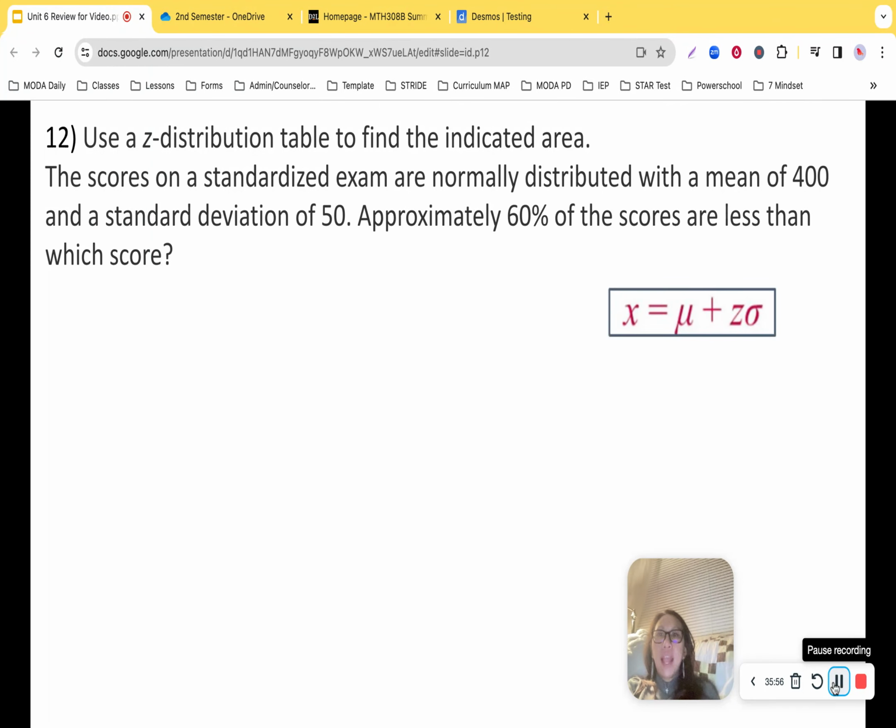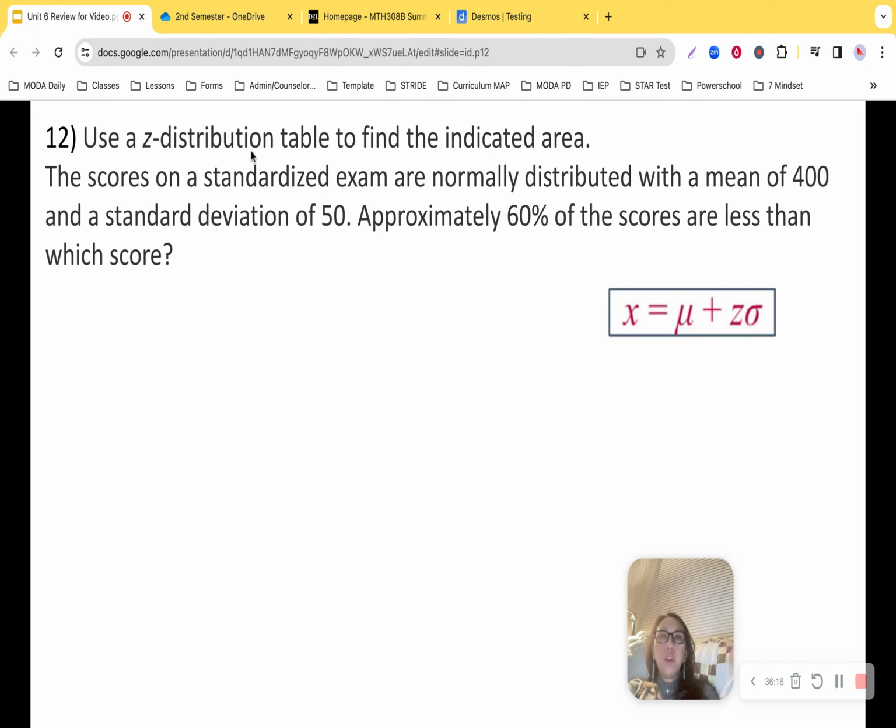All right, for our last question, we are using a z distribution table to find the indicated area. The scores on a standardized exam are normally distributed with a mean of 400 and a standard deviation of 50. Approximately 60% of the scores are less than which score?